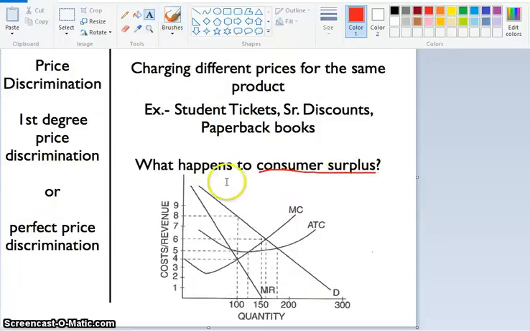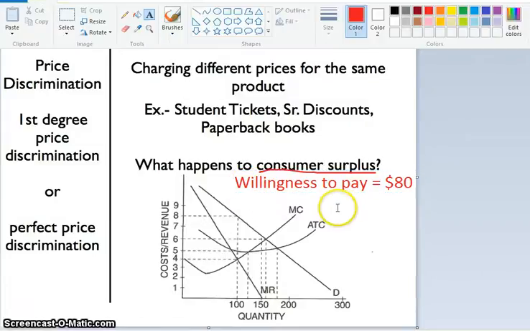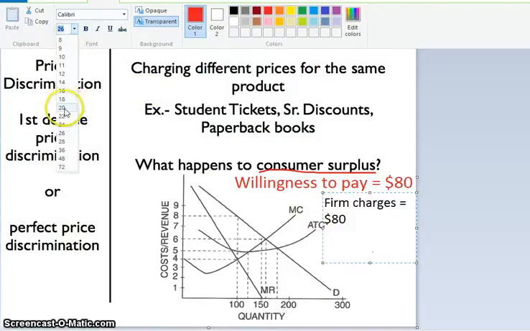If you are willing to pay, let's say, $80, and the firm, in fact, charges $80, how much consumer surplus have you got here? That's a whole load of no consumer surplus. You're getting no consumer surplus.